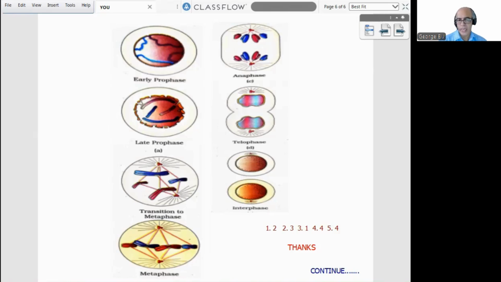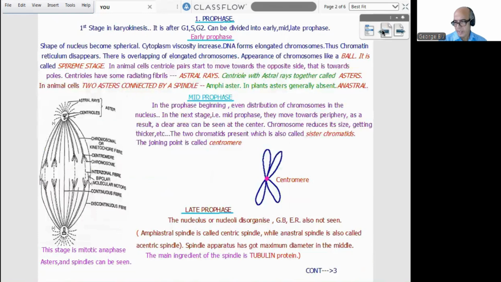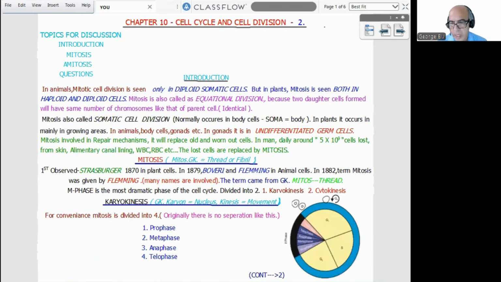That is regarding the diagrams. So what all things did we learn in this episode? Basically, we learned three items with a set of questions. Introduction to mitosis, where mitosis takes place, and why it is called somatic cell division. We can also find haploid and diploid in plants. On the animal side, mitosis takes place only in diploid somatic cells, in growing areas, and in gonads in undifferentiated germ cells. Now, the functions: replacing damaged cells, old cells, and the lining of the alimentary canal, where lost cells are replaced by mitosis.